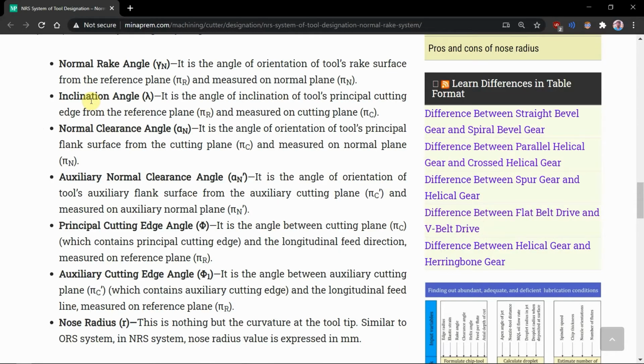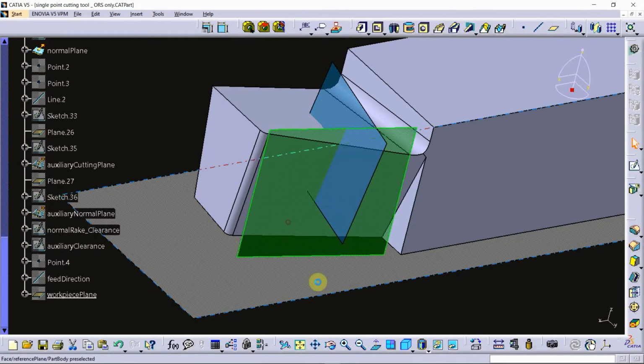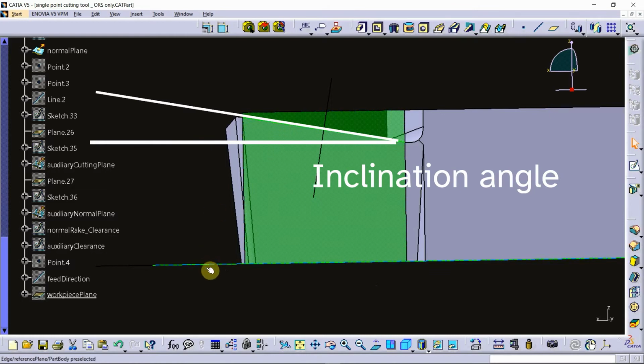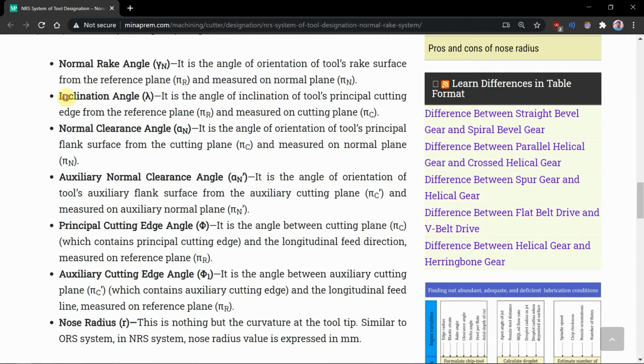The next angle is the inclination angle, and the inclination angle is the angle of inclination of the tool's principal cutting edge from the reference plane, and it is measured on the cutting plane. Okay, the inclination angle is measured on the cutting plane. So we will look perpendicularly to the cutting plane. This is the cutting edge and this is the reference plane. The angle between these two is called the inclination angle, lambda.